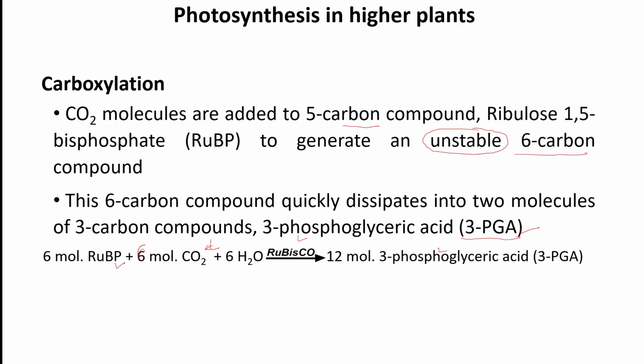So if 6 molecules of carbon dioxide bind to 6 molecules of RuBP in the presence of the enzyme Rubisco, which acts as a biological catalyst, it will give rise to 12 molecules of a 3-carbon compound known as 3-phosphoglyceric acid. Why are we saying 12 molecules? Because 3-phosphoglyceric acid is a 3-carbon molecule.